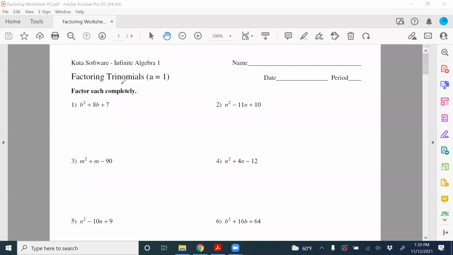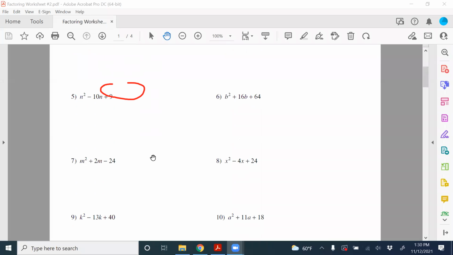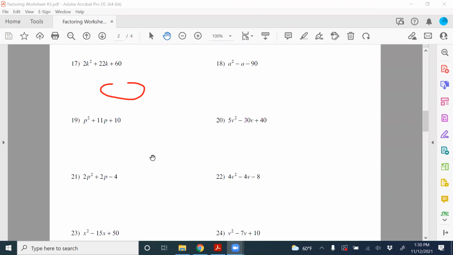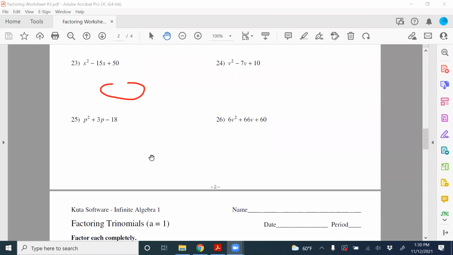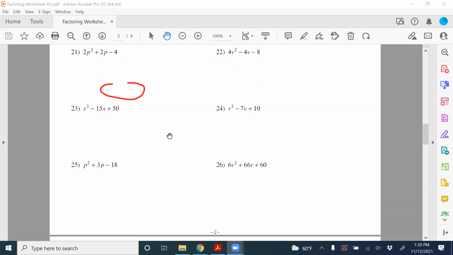And notice that the instructions say factor completely. So if things are still factorable after you break it up, you're going to want to continue breaking it down, meaning that it might help to pull out common factors before you do the diamond. We'll see that for number 26. But let's look at 25.